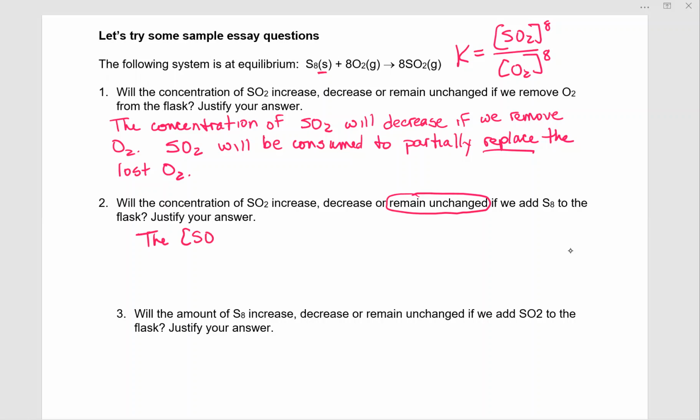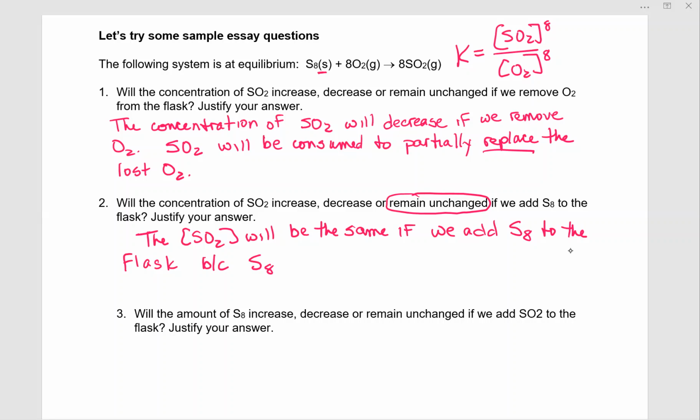So the SO2 will be the same if we add S8 to the flask, because S8 is not part of the equilibrium expression. As long as we have some S8 in the flask, the concentration of O2 and SO2 will not be affected by how much is present.